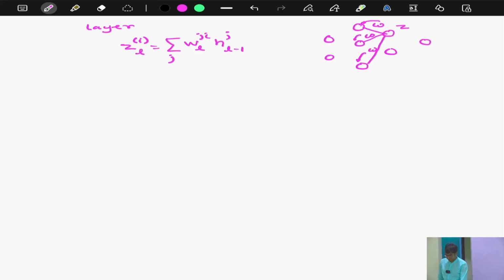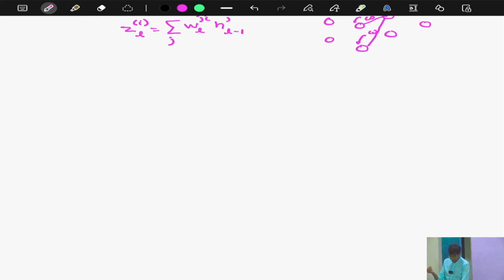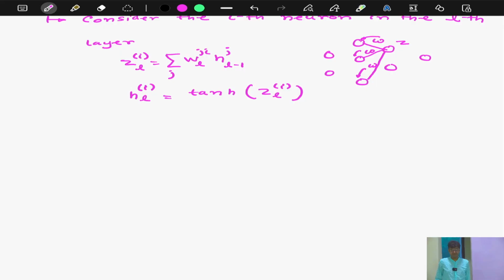And then one more operation is happening, right? What is the other operation? Activation. The simplest one. Not every operation will be difficult. H L I is equal to tan hyperbolic Z L I. Okay. So these are the 2 operations that are happening.